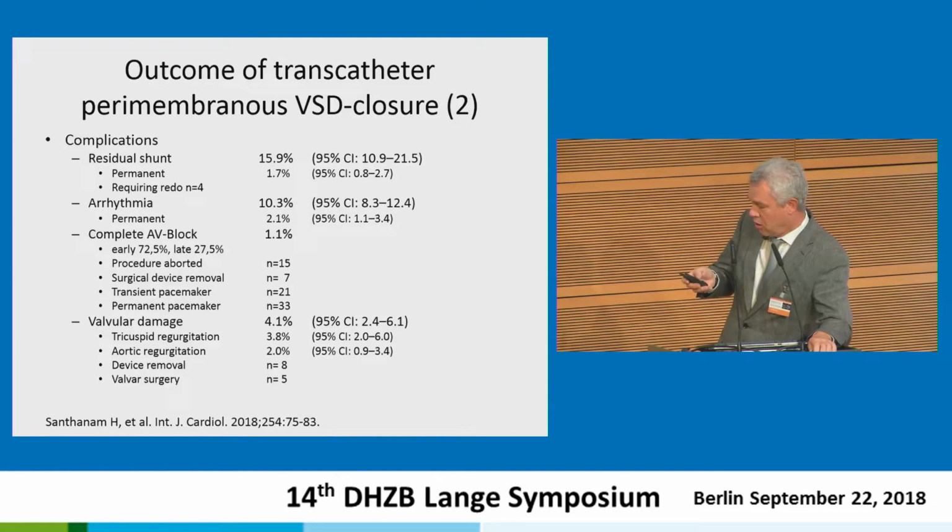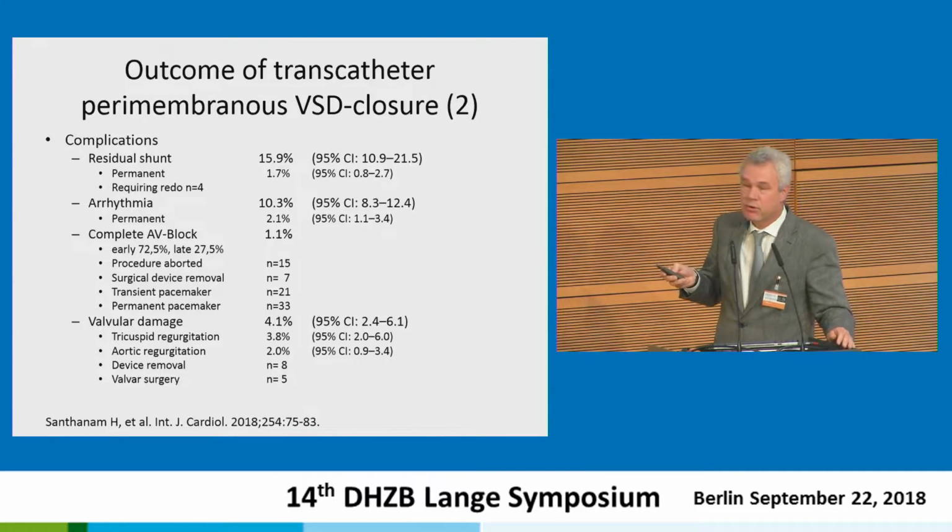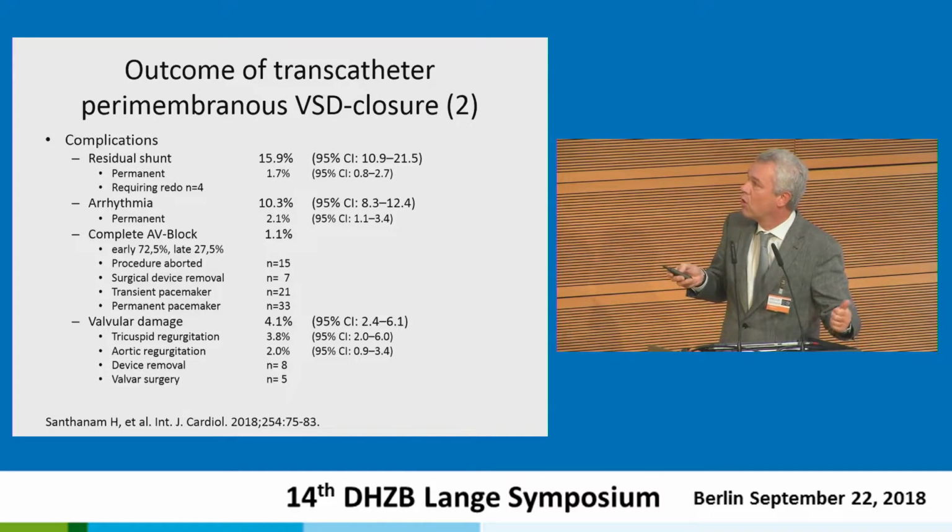And the complications which are interesting for us are especially residual shunt, but the residual shunt was permanent only in less than 2%. So that's a problem which may occur early, but goes away mostly. And only 4 patients of these more than 6,000 patients required a redo, either surgical or interventional.